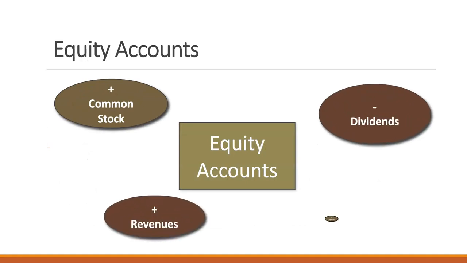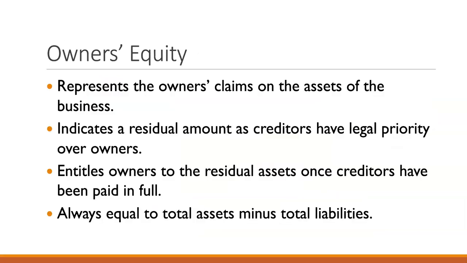Okay, and then equity accounts. Equity accounts are our stock, dividends, revenues, and expenses. So these are our four types of equity accounts. We can have different kinds of stock, but we're going to get into that in a later chapter. So owner's equity is the owner's claims on the business, and shareholders' stock is owned by owners. So corporations have lots of owners.